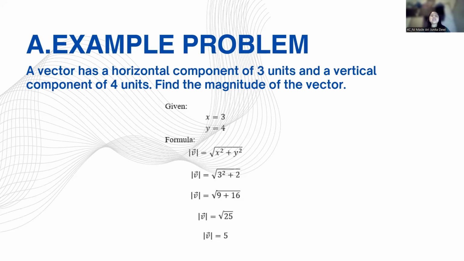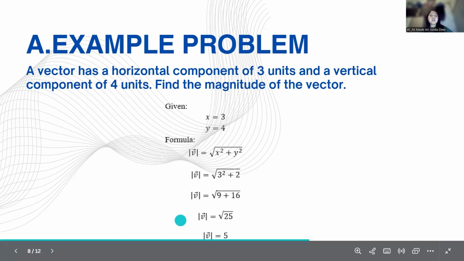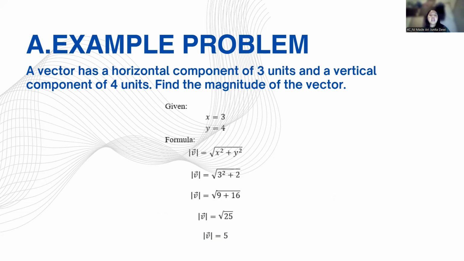3 squared is 9, 4 squared is 16. So we get 9 plus 16, which is 25. The square root of 25 is 5. And so the magnitude of the vector is 5 units. This example shows that we can use a mathematical formula to find the length or magnitude of a vector. It's too easy to calculate, guys.